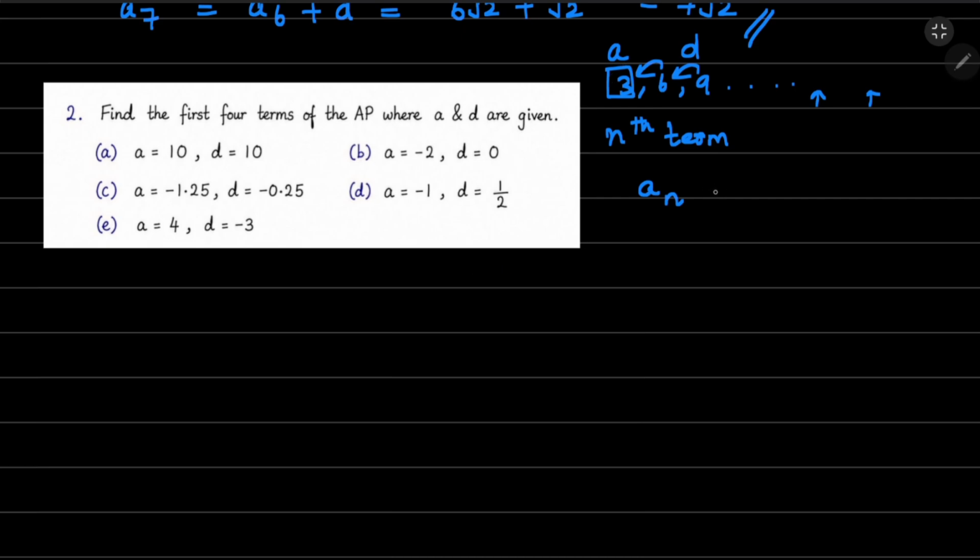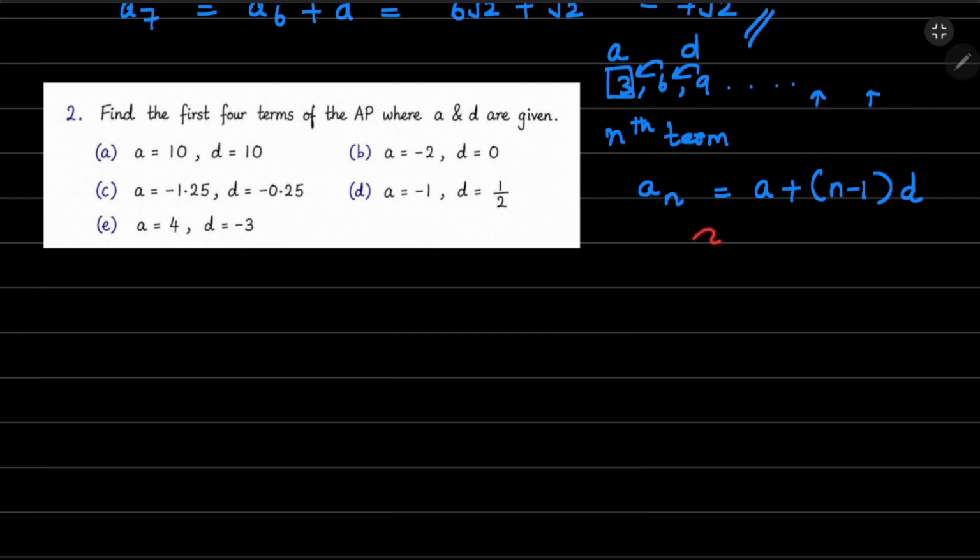The formula is A N, that is the nth term. It could be the 20th term, 25th term, whichever term you want to calculate. That is your N. A N is equal to A plus N minus 1 into D. This is the formula to find any term. In this particular sequence, 3 plus 3 is 6, 6 plus 3 is 9, 9 plus 3 is 12, 12 plus 3 is 15, and it goes on and on.